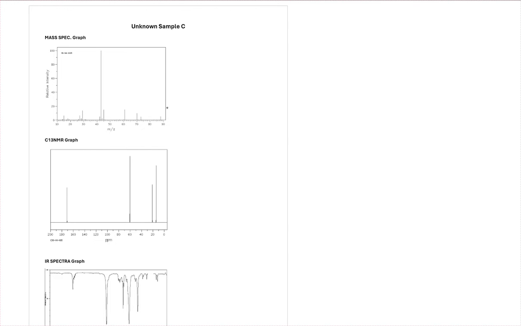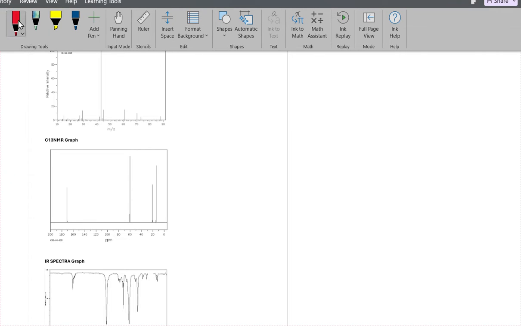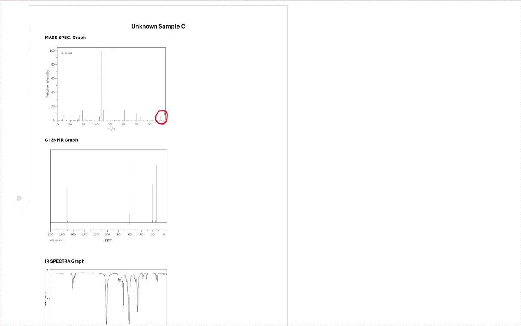So on this graph, there is a peak at 88. That's going to be our M plus peak, at 88 m/z. There are some fragments here, but we're not going to do anything with those at the moment.